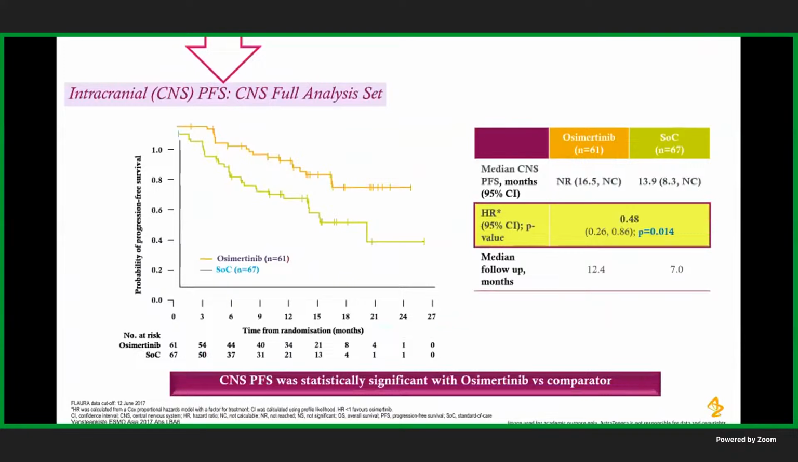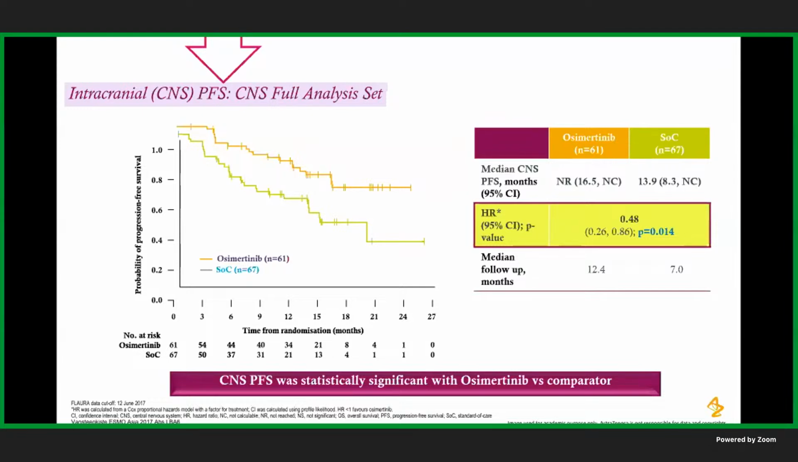So moving specifically to the intracranial PFS, we can see the Kaplan-Meier curves. Again, the curves start separating quite early. In both the arms, there were 61 patients for analysis for osimertinib versus 67 patients, and the hazard ratio was 0.48 in favor of osimertinib, with a p-value which was significant at 0.014.